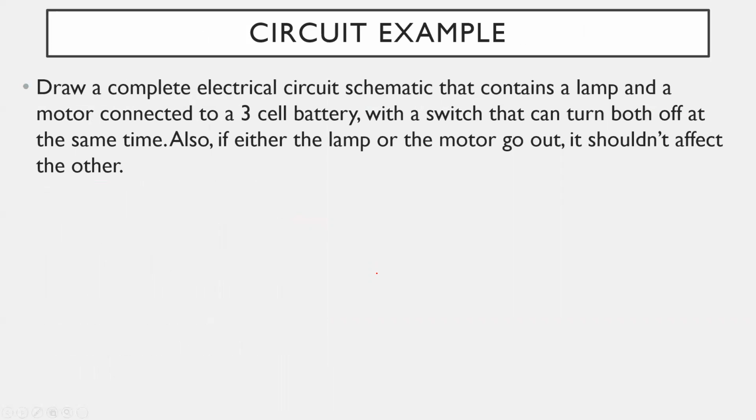Here we go. So a circuit example: draw a complete electrical circuit schematic that contains a lamp and a motor connected to a 3-cell battery with a switch that can turn off both at the same time. Also, if either the lamp or the motor go out, it shouldn't affect the other.